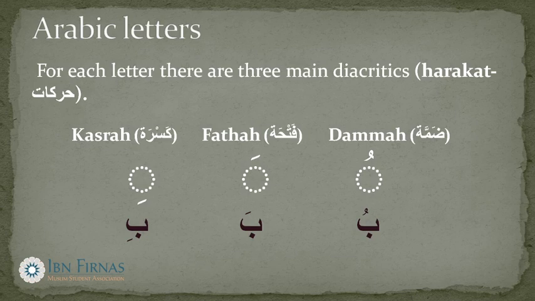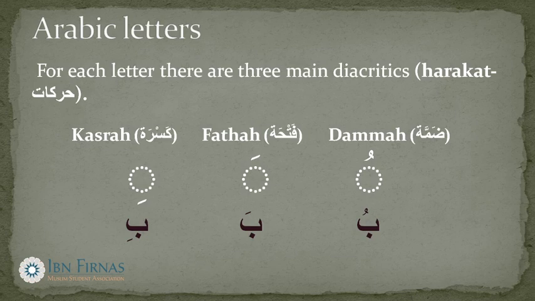Now, what you should know is that in Arabic, for each letter, there are three main diacritics, called harakat, and they change the intonation of the sound. The three diacritics from right to left are dhamma, fatha, kasra. If we take the letter ba and apply the dhamma, it would be bu. With the fatha, it becomes ba. With the kasra, it becomes bi.